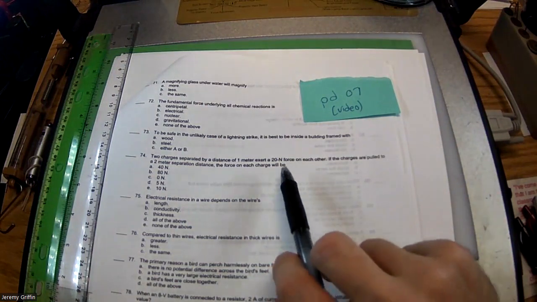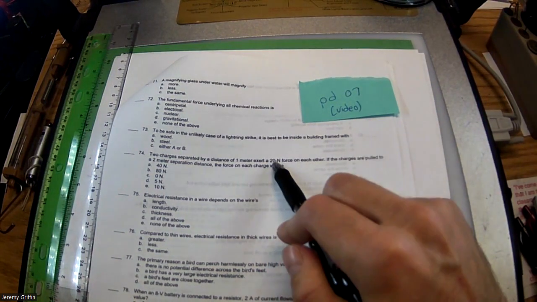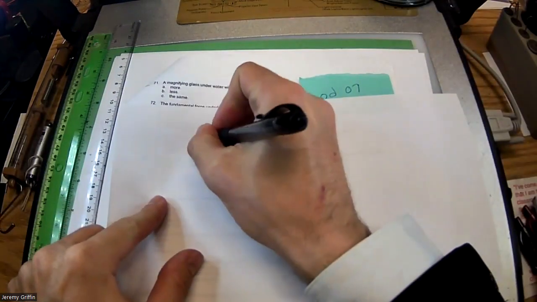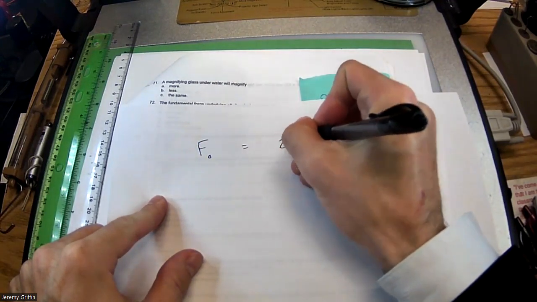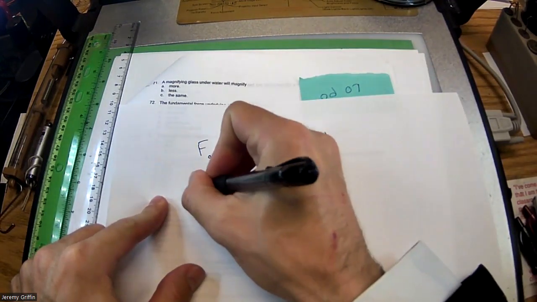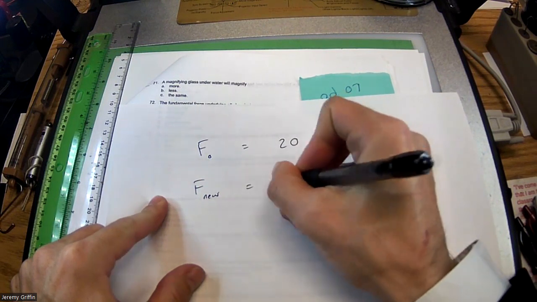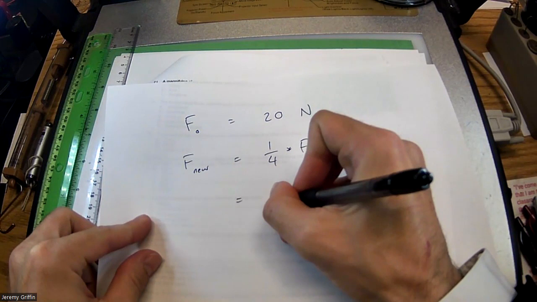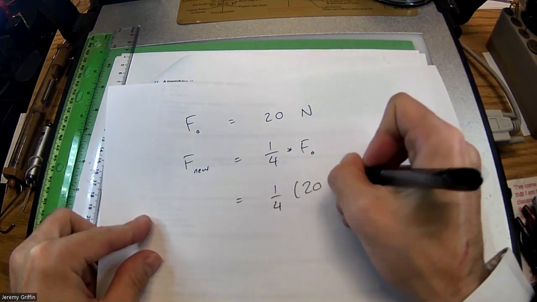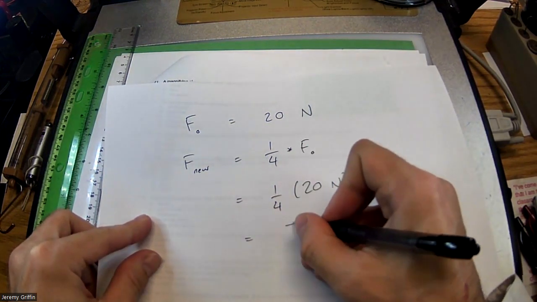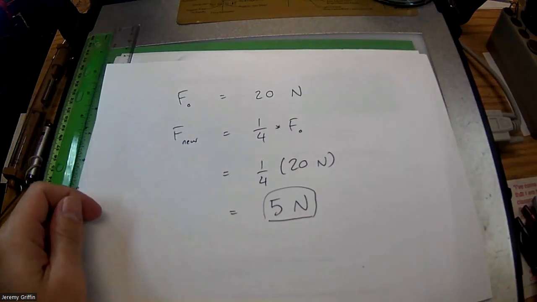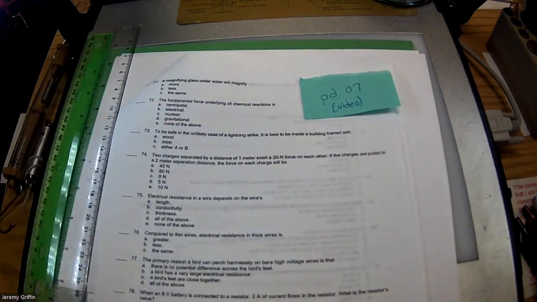Now, all right, one more thing we've got to do. If the original force was 20 newtons, here, bring some paper up here. Right. If the original force was 20 newtons, and the new force is 1/4 of the old force, that's 1/4 of 20 newtons, which is how many newtons? 5 newtons, right? So that's what we're looking for. You guys can do that. Everybody good? All right.